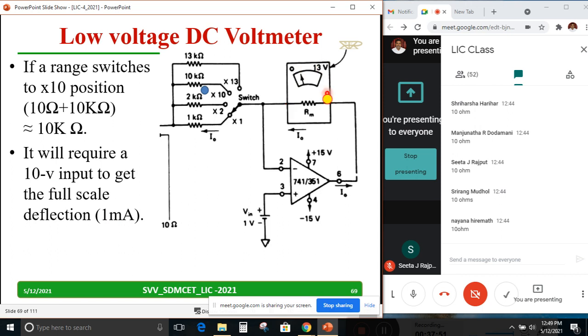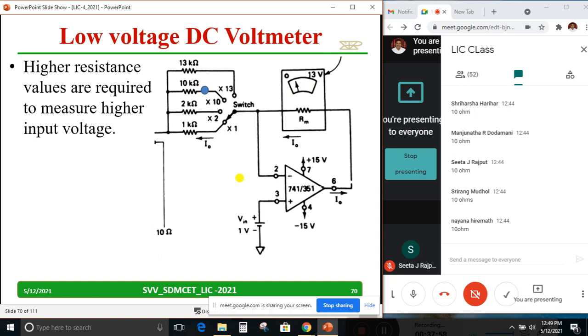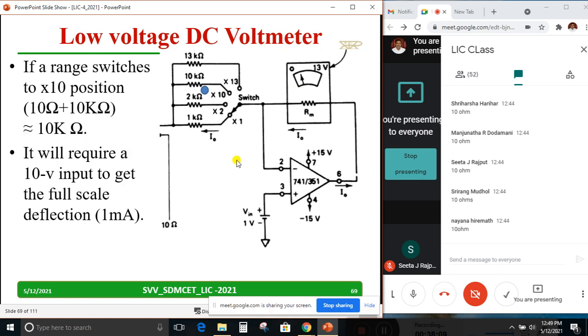The same meter now I am using to measure the 10 volts. Just copy down and try to understand. So if I want higher input voltages, higher resistance values are required to measure them. It's the same concept. If you want, you can copy down 1 or 2 lines. I will wait for a few seconds. Then I will go to the next. Okay, let me go to the next.